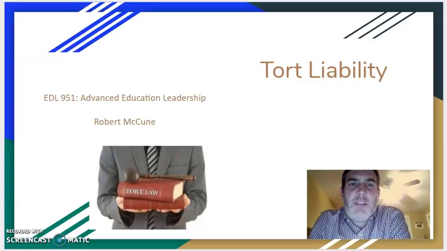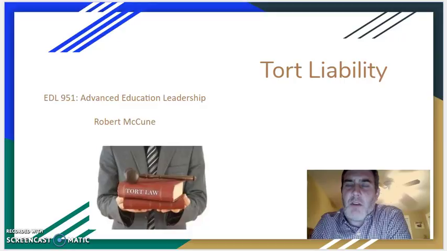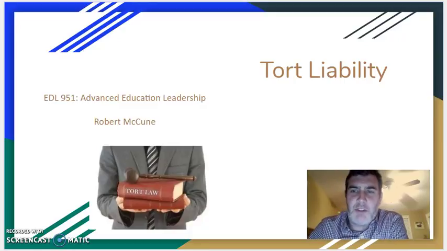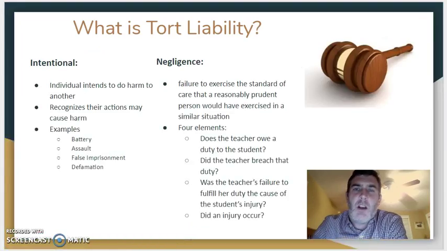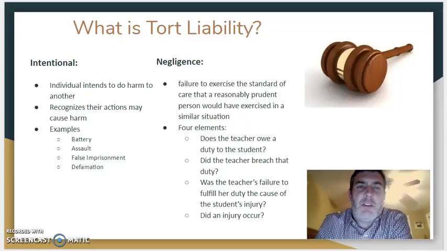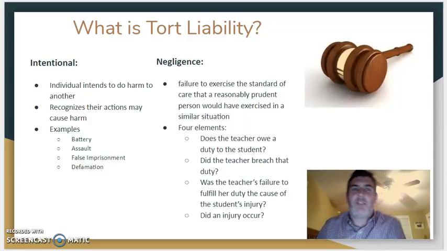This is EDL 951, Advanced Education Leadership, and this is a module on tort liability. What is tort liability? There are two different kinds: intentional and negligence. Intentional tort liability deals with individuals who intend to do harm to another. It recognizes their actions may cause harm, and examples would be battery, assault, false imprisonment, and defamation.